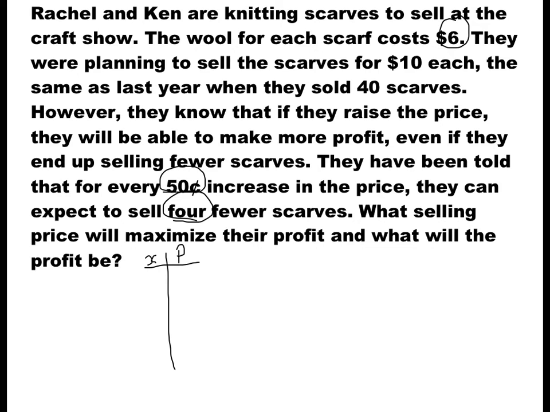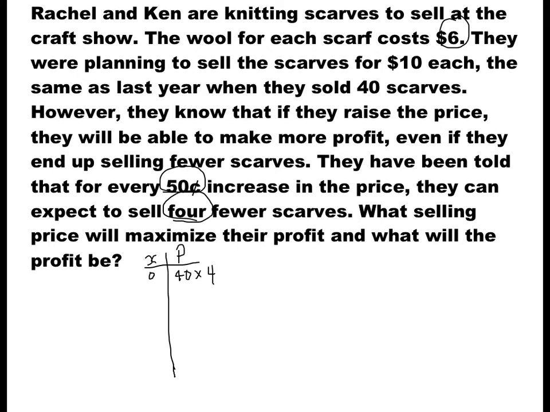If x is 2, the profit is 4 plus 2 times 50 cents, which is $1, so 4 plus 1 is 5, and so forth. So let's complete the table of values. When x is 0, we know that there are 40 scarves we sell, and $4 profit per scarf, so 40 times 4.